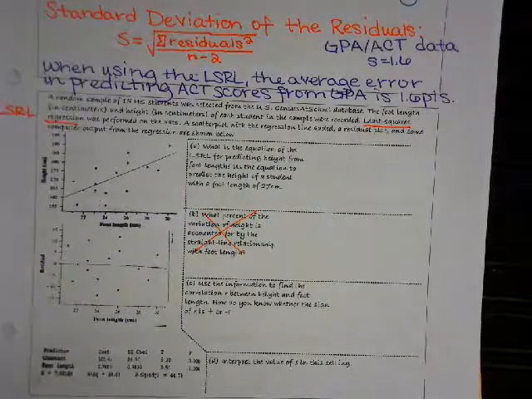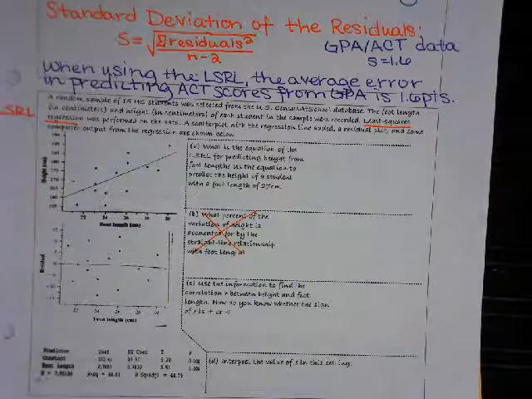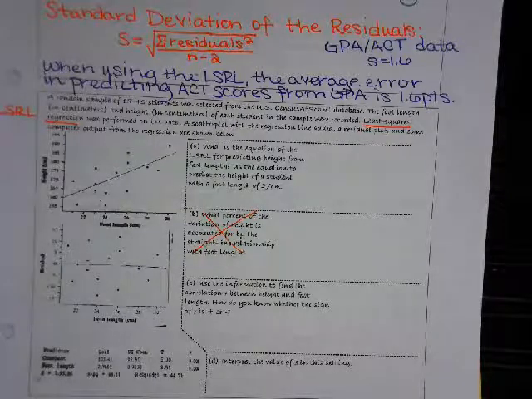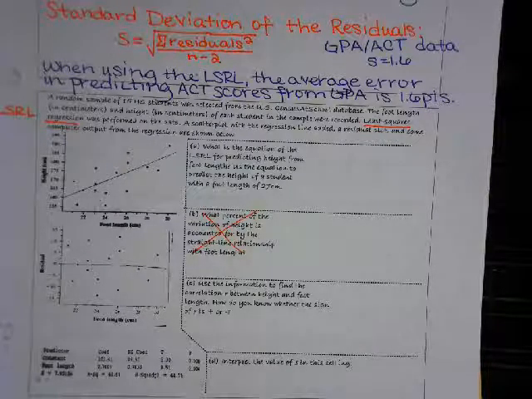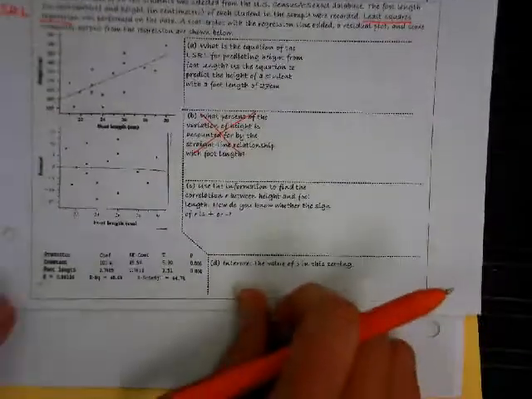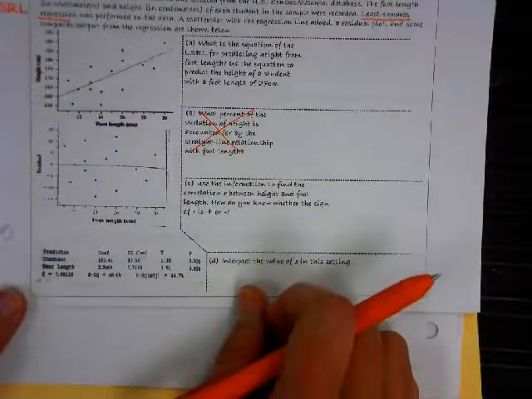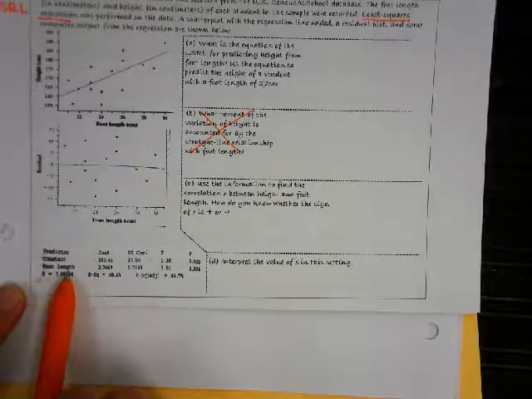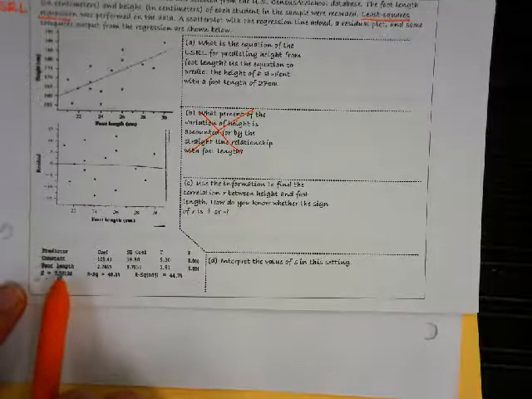So the first question says, what is the equation of the least squared regression line for predicting height from foot length? So if we go down to our computer output information, it's usually going to say predictor there, then it's going to say constant, and then it's going to give one of the two variables. In this case, it says foot length because we're predicting the height from the foot length. So this is our x right here.